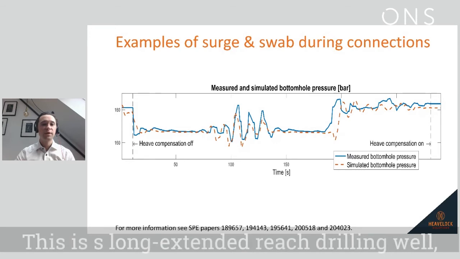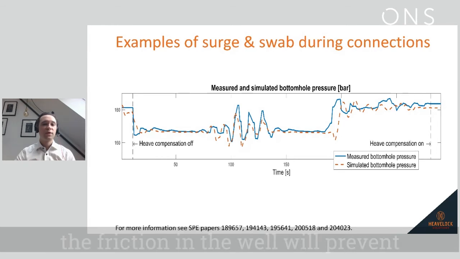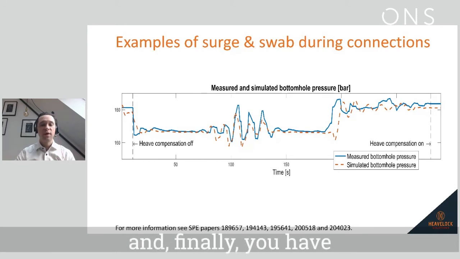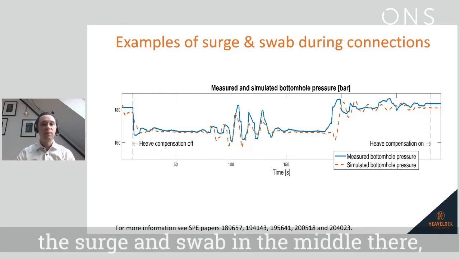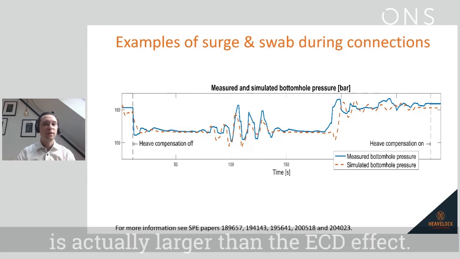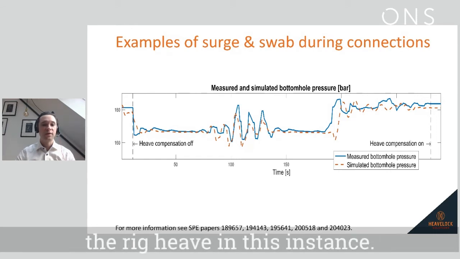This is a long extended reach drilling well. So in the beginning of the connection, when slips are set, the friction in the well will prevent the drill string from moving. But the movement of the rig in heave overcomes this friction, and finally you have the surge and swab in the middle there. And you can see that the magnitude of the surge and swab is actually larger than the ECD effect. So this is what will limit the rig heave in this instance.